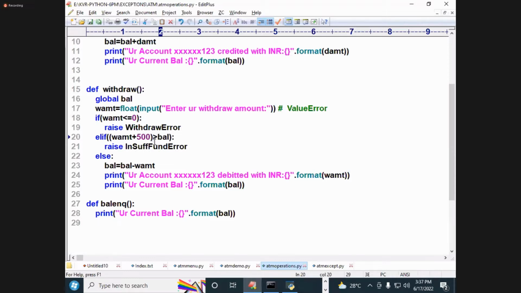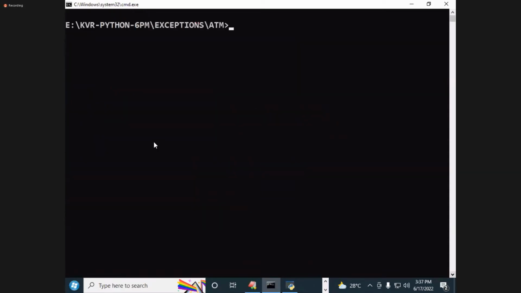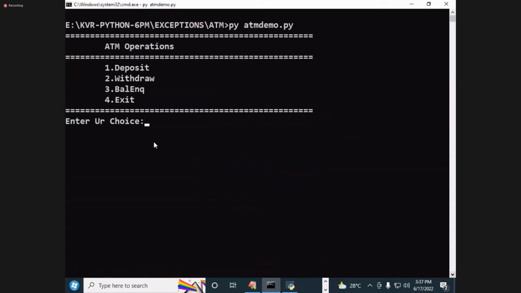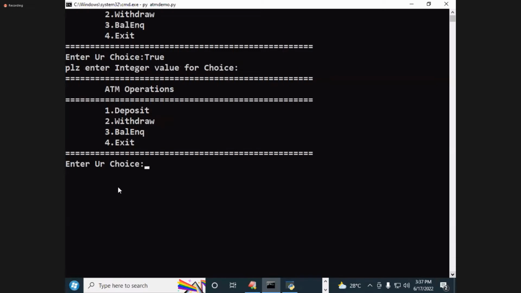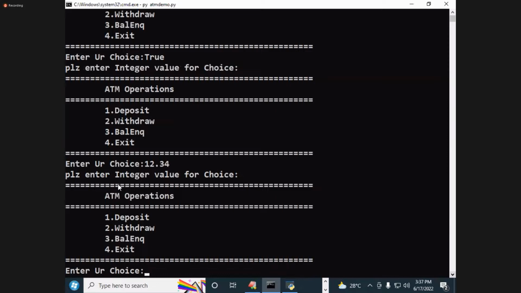Now you see. Enter this. Enter your choice. Manaya, choice is true. What is this? Please enter integer value for choice. Manaya, satisfied? Yes. Now Arjuna, enter float value. 12.34. It is going to say enter integer value for choice. Nagarjuna, right. Reply immediately when you are satisfied.